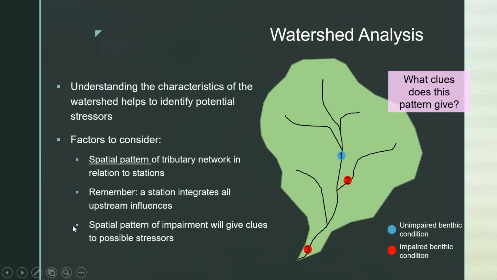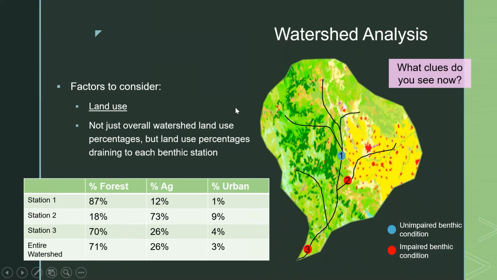Let's take a look. Well, one of the things to consider is land use. Okay, what are the land uses within the watershed? And sometimes, you know, maybe we rely on the contractor to do this once the TMDL started. If we can do this early on, right, this will help us. Because as you saw that spatial pattern before, maybe it didn't make a whole lot of sense as to what could be some causes of this impairment.